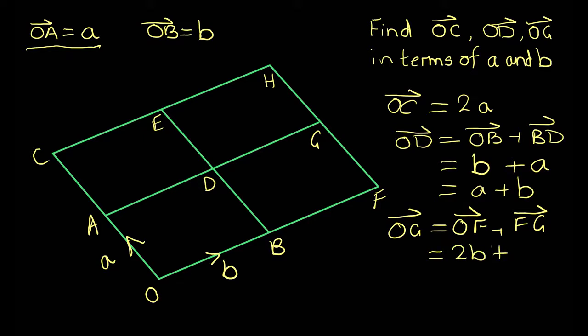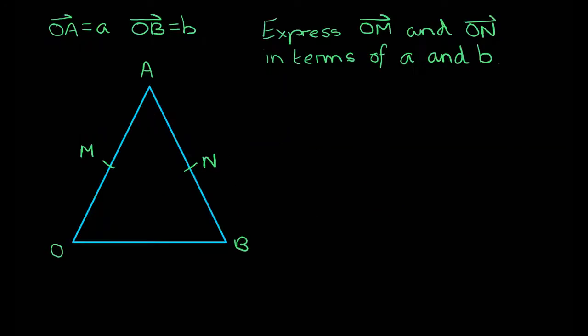Then FG is the same as BD, which was the same as OA, so that's just an A on the end there, and then if we just turn that around, get our vector OG. Different diagrams, same kind of ideas. So we've been told again that O to A is worth A, if you like. O to B is B.